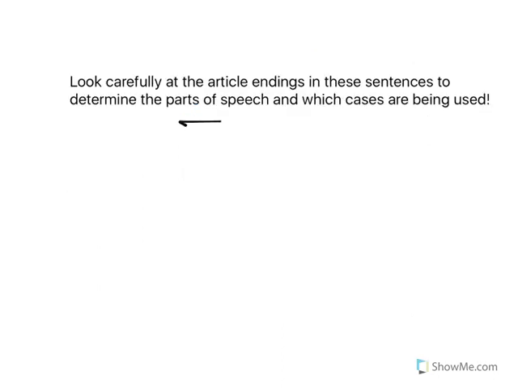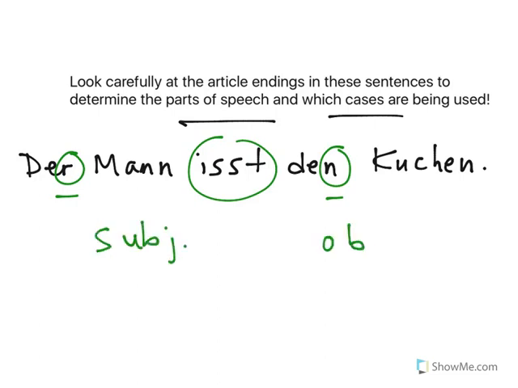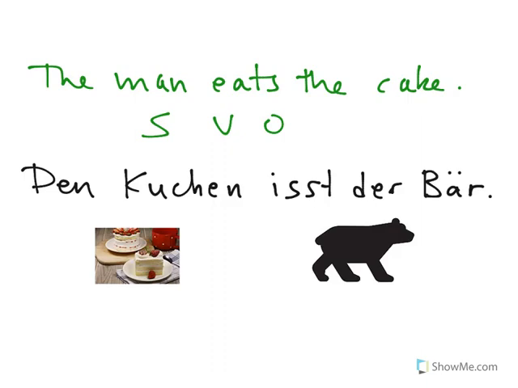So look carefully at the article endings in these sentences to determine what parts of speech and which cases are being used. Der Mann isst den Kuchen. Find your verb and look at those article endings to figure out which one is the subject and which one is the object. What do you think this sentence means? If you said the man eats the cake, you're right. But that one was pretty similar to English and SVO, a subject-verb-object word order. How about this one, though?